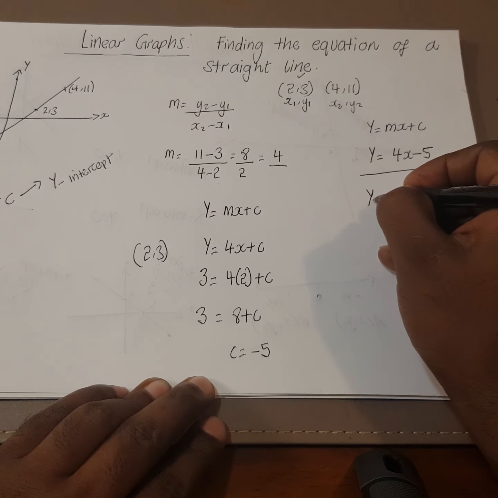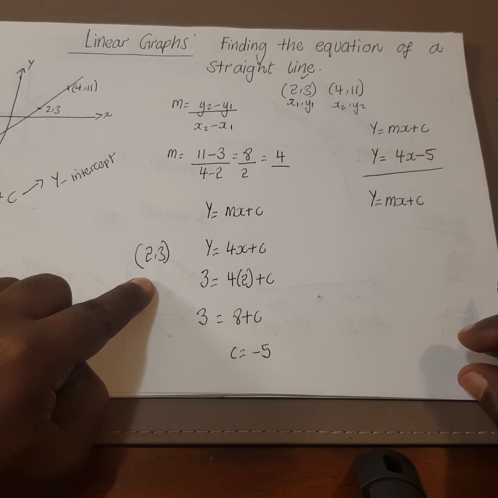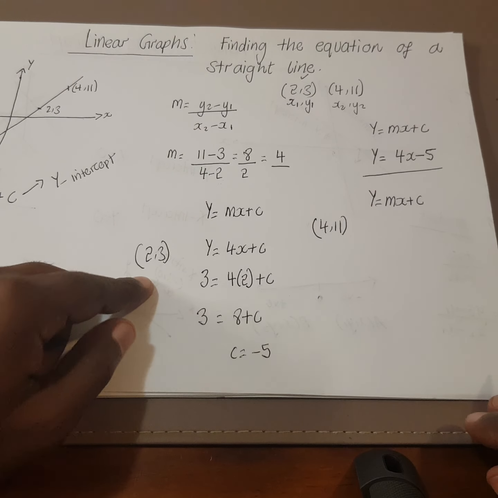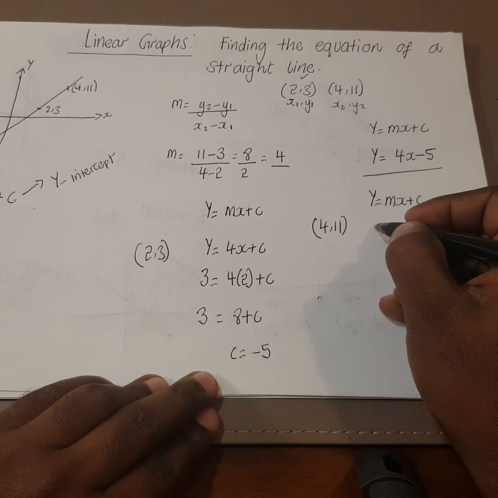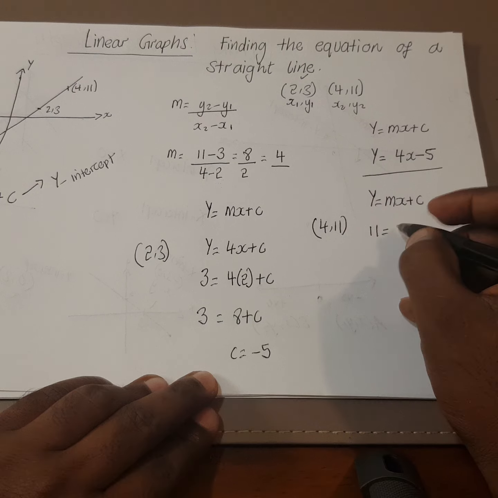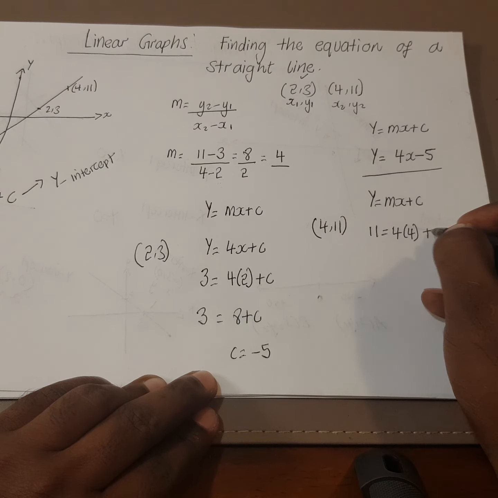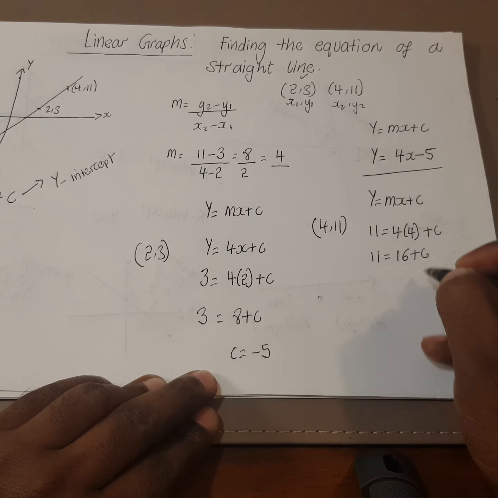So what I do here is I will put y is equal to mx plus c. And instead of putting 2, 3, I'm going to put 4, 11. What that means is, in place of x, I'm going to put 4, and in place of y, I'm going to put 11. So what do I put there? I put 11. And what's my m? 4. And what's my value of x? That's going to be 4 and 4 here plus c. So 11 is going to be 16 plus c, and c is equal to -5.